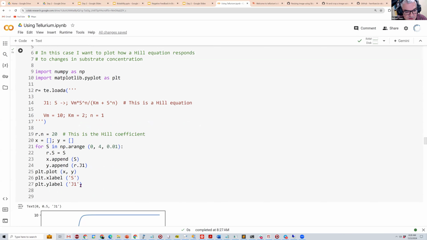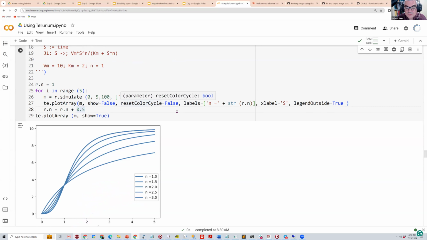Now there are a couple of things here. Let me show you what happens if I leave this reset color cycle out. If I run this, I just get blues. Okay, it's using the same color every time. To make it use different colors each time, I tell it to reset the color cycle, okay, to false. I don't reset the color each time. Just use the next color you have.